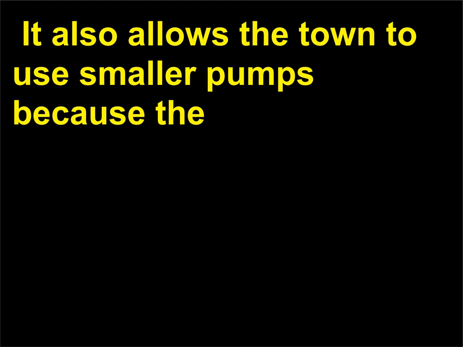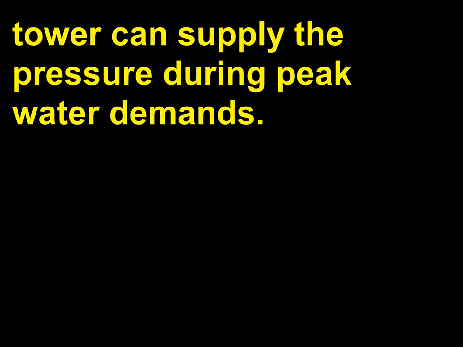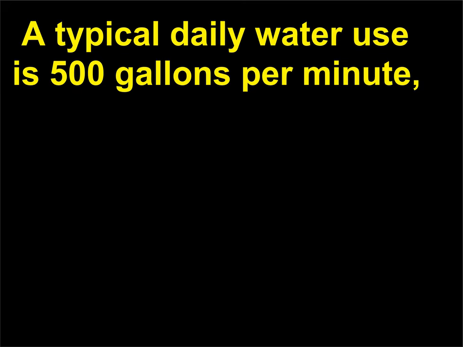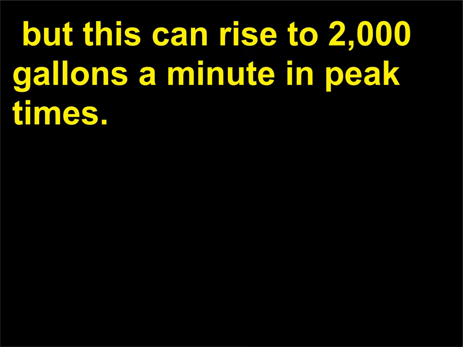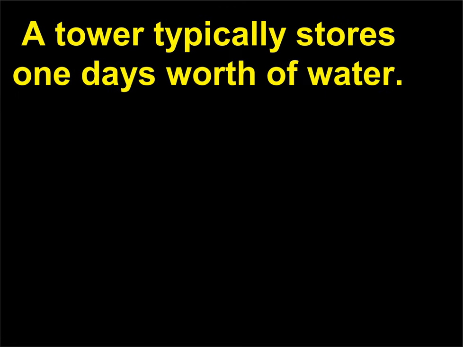It also allows the town to use smaller pumps because the tower can supply the pressure during peak water demands. A typical daily water use is 500 gallons per minute. But this can rise to 2,000 gallons a minute in peak times. A tower typically stores one day's worth of water.